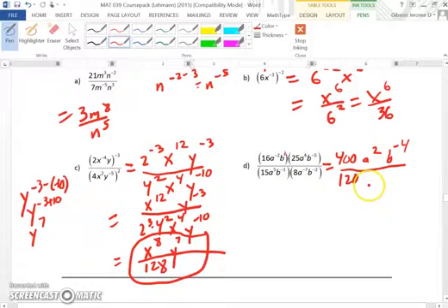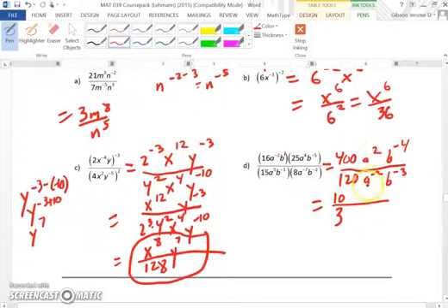A to the 5th times a to the negative 7 is a to the negative 2. B to the negative 1 times b to the negative 2 will be b to the negative 3, because remember, when we multiply the same base, we add the exponents. Now, if we look here, 400 and 120. We know both of them have 10 in common, but actually both of them have 40 in common. Let's try 40 for both of them. So this would give us 10 for the numerator, 3 for the denominator if we divide both of these by 40.